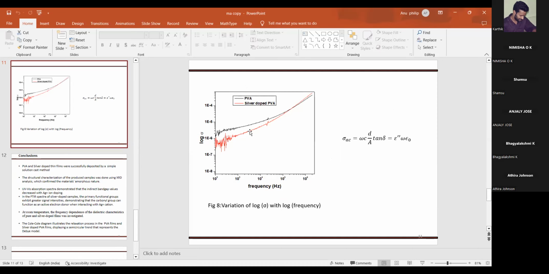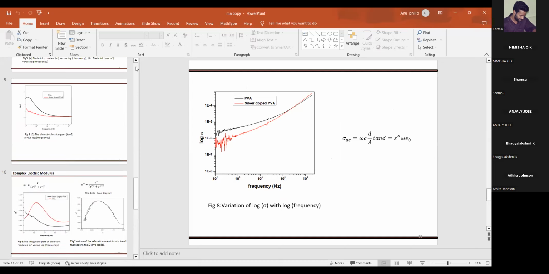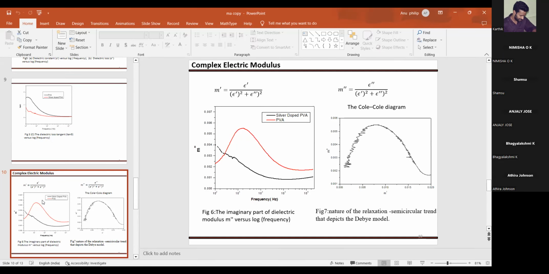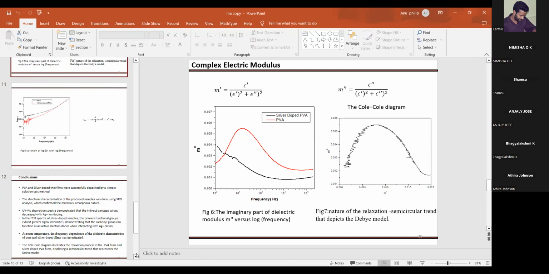That is due to the interfacial polarization. In the low frequency region, there is an interfacial polarization. That's why I do the electrical modulus studies. We can eliminate that value in this. Okay, fine. Yeah, thank you.